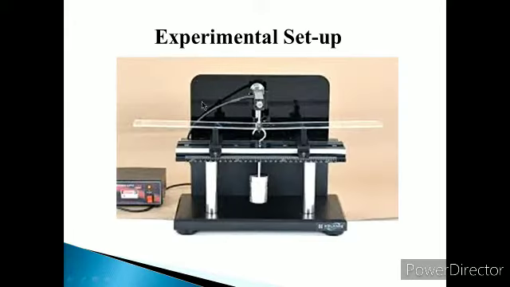This is the simple experimental setup for the non-uniform bending method. This is our required beam. We are going to determine the Young's modulus of the beam. At the center we have to apply the load. This is our specimen, just like a plastic beam. At the center we are going to apply the load, so the beam will be depressed like this.